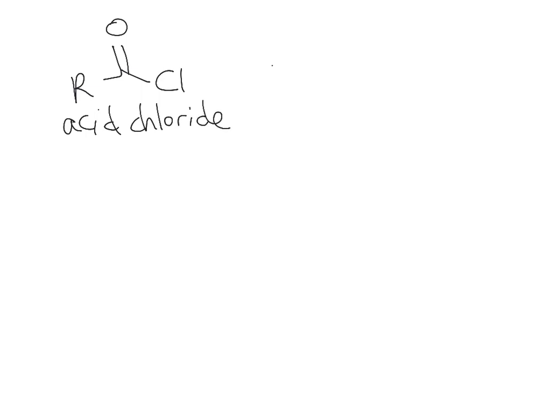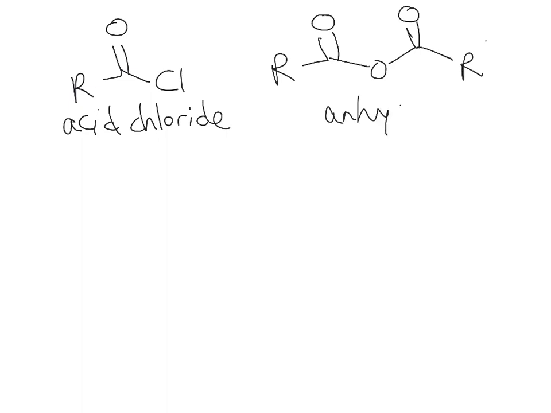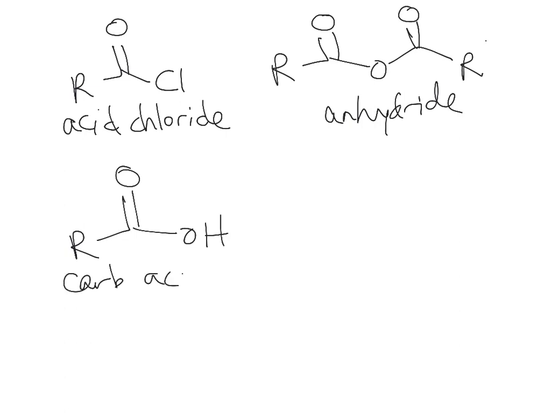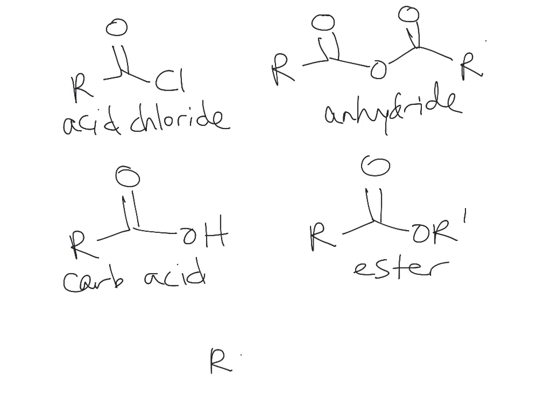The second kind we're going to talk about are called anhydrides. These actually have two carbonyls connected by an oxygen in the middle. So this is an anhydride. The third kind we're going to talk about are carboxylic acids. You're familiar with those. The fourth one is an ester. So those also fall in this category. And our fifth one is an amide.